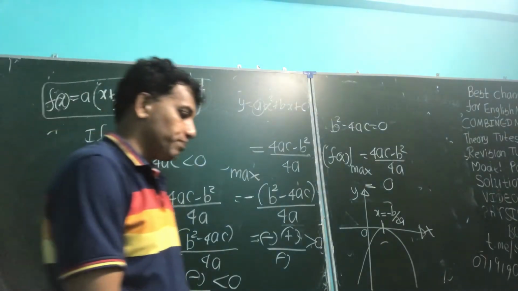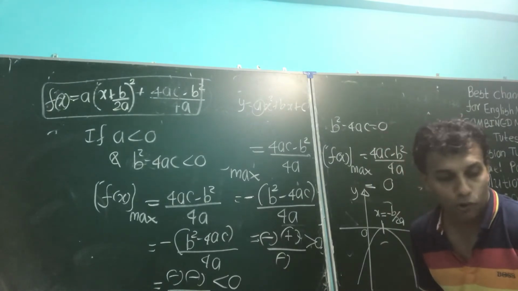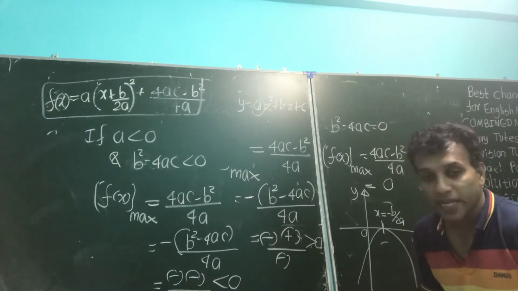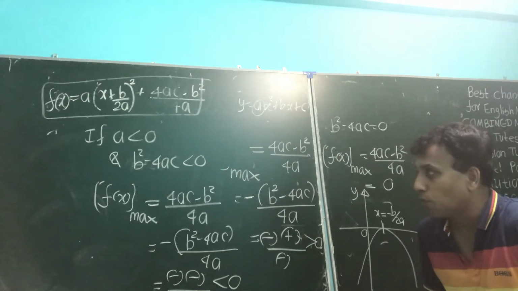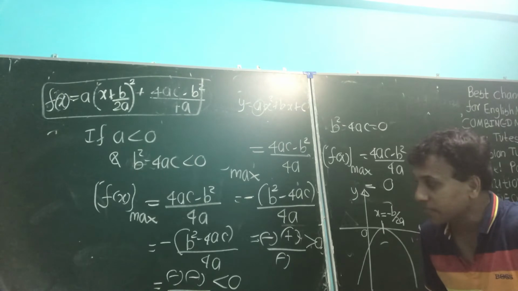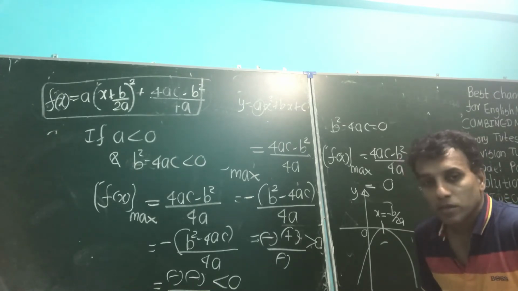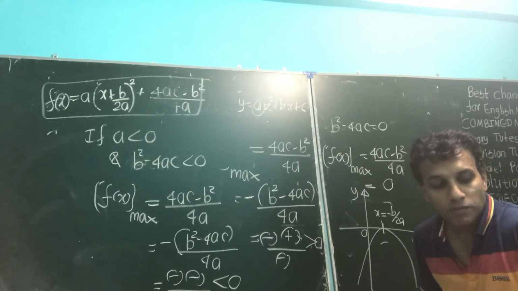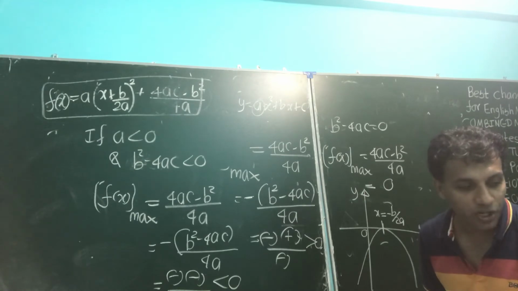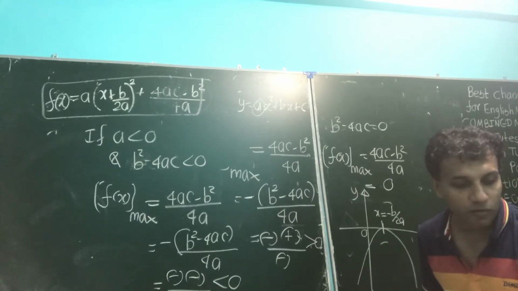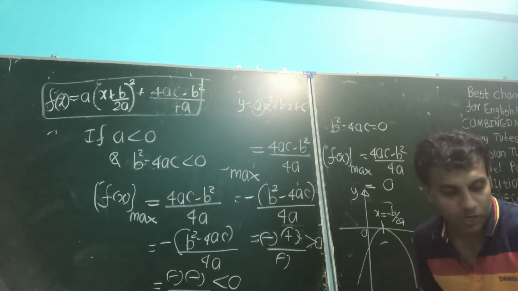Then right below, complete the sentence. Therefore, if A less than 0 and delta less than 0, the given quadratic function has a negative maximum.